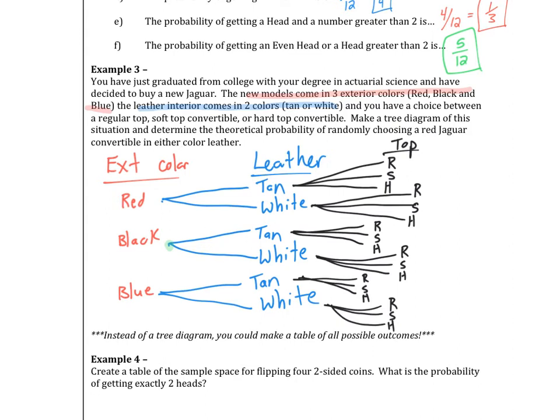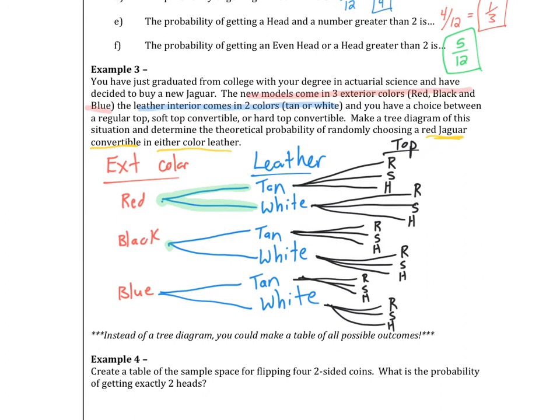So they told us. Let me actually undo what I just did. So go back. So they told us that we want to look for a Jaguar that's red and a convertible in either color leather. So let's highlight that. Red with either color leather. So it could be red with tan leather or red with white. And then it's got to be a convertible.